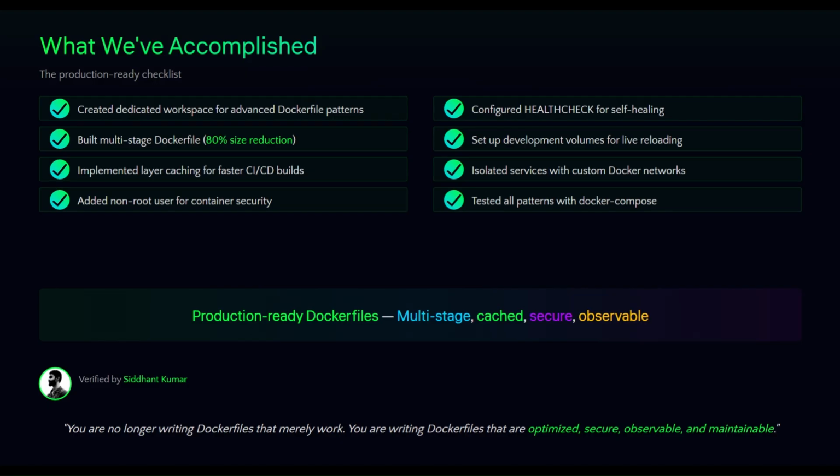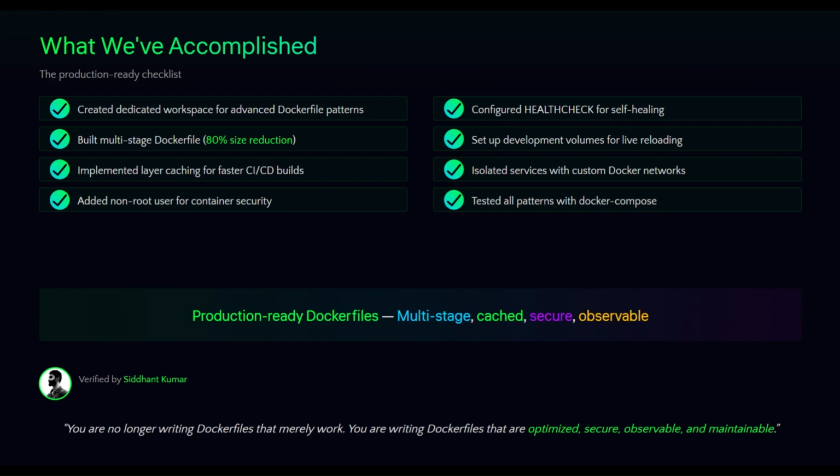Let's recap what we learned today. Created a dedicated workspace for advanced Dockerfile patterns. Wrote a minimal Flask app with a health endpoint for testing. Built a multi-stage Dockerfile that shrinks images by 60 to 80%. Implemented a layer caching strategy for faster CI/CD builds. Added a non-root user for container security.